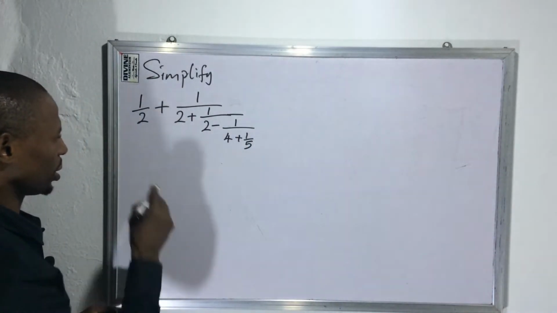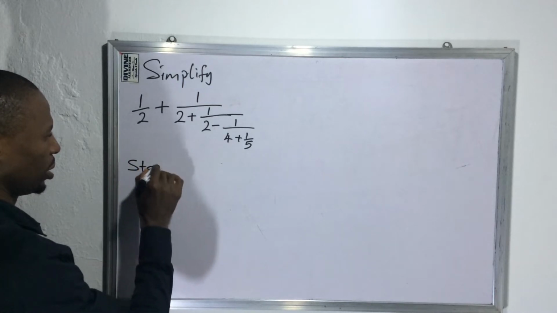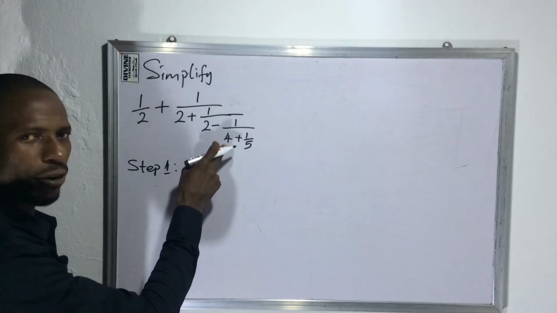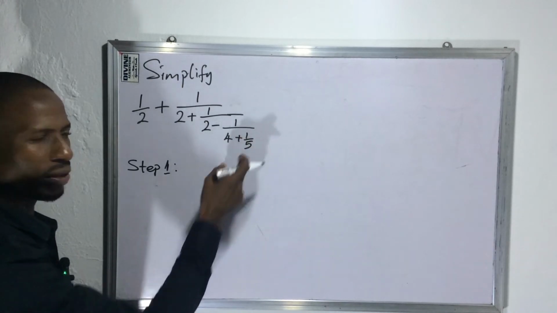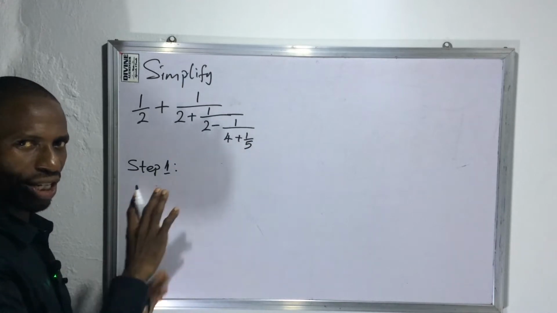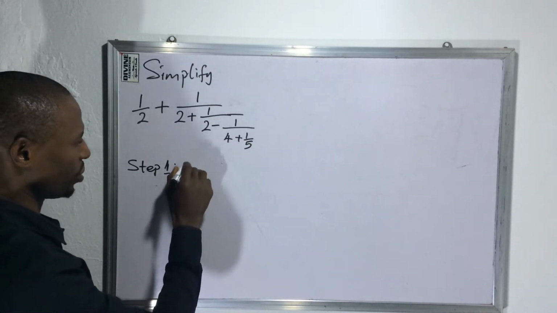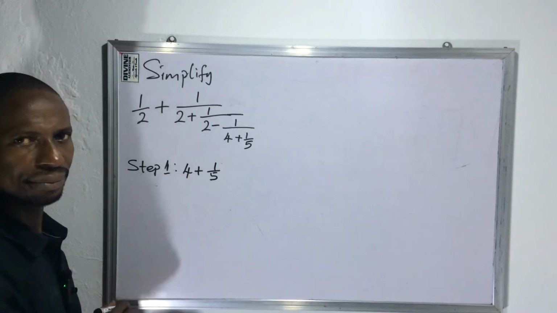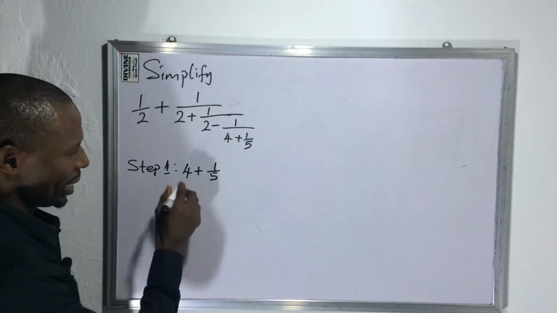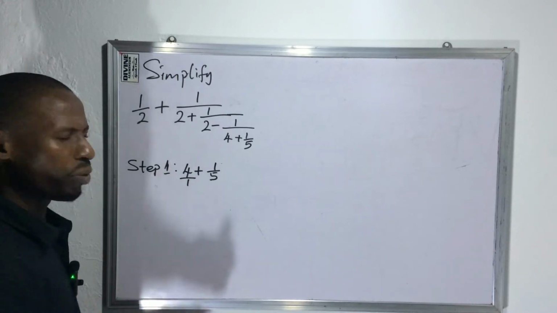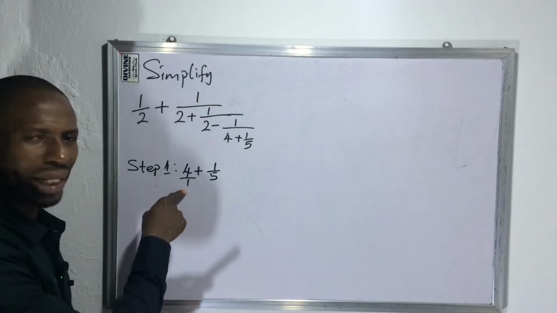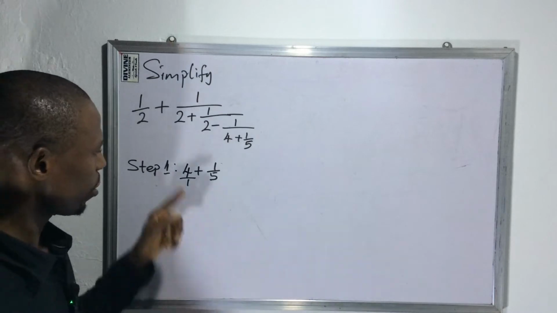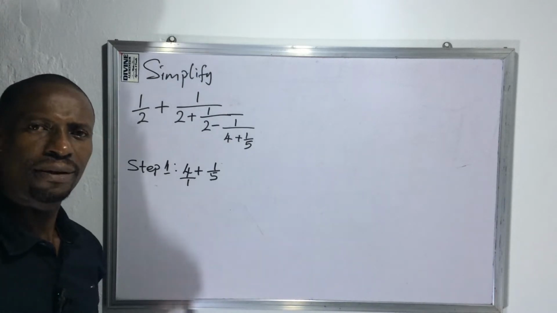Now, step number one. We take the 4 and the fraction 1 all over 5 out and solve it separately. So this will give us 4 plus 1 all over 5. Now, if I decide to introduce a division sign and 1 to this, it has not changed the expression, because 4 all over 1 is still 4.